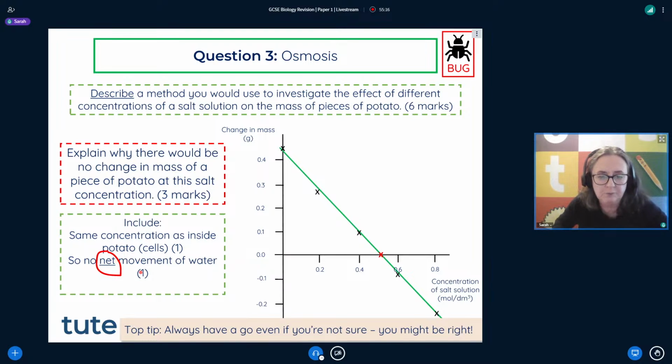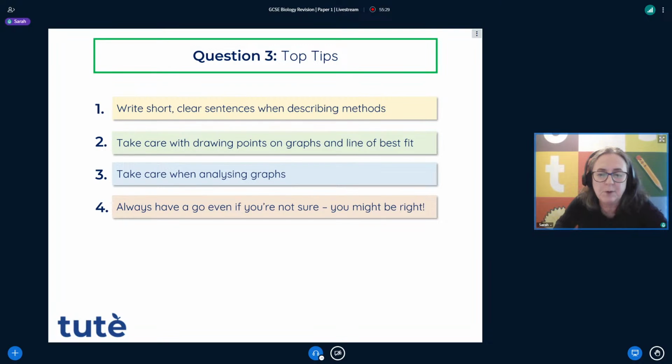So there's no net movement of water. It's going equally in both directions. So the potato isn't getting bigger, it isn't getting smaller, it's going to stay the same size. Okay, and that is by the process of osmosis. So those are the three things you need to say to secure those marks.